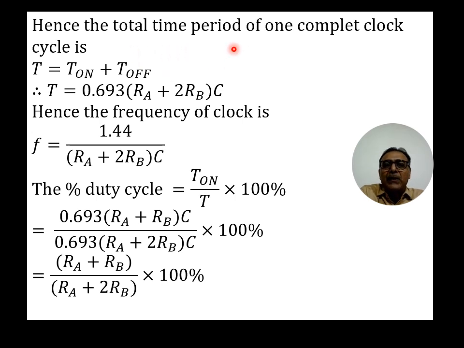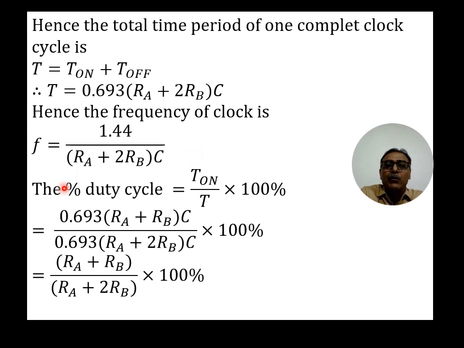Now the total time period of one complete clock cycle is T equal to t on plus t off. If we add the values of t on and t off, we get total time period as 0.693 (Ra plus 2 Rb) into C. And the frequency of clock is f equal to 1 upon T, which gives 1.44 upon (Ra plus 2 Rb) into C. So this is the frequency of clock pulses generated by IC 555 in astable mode.